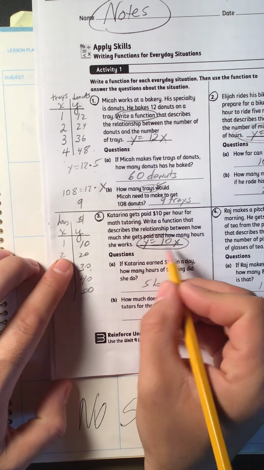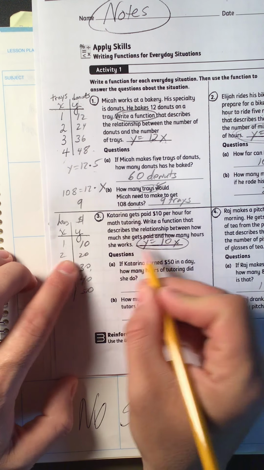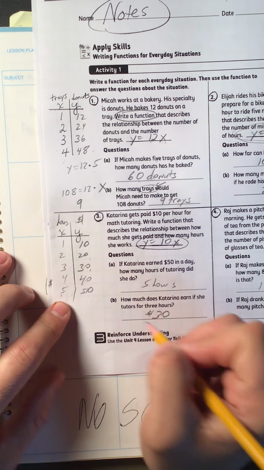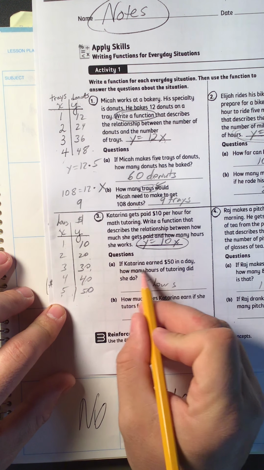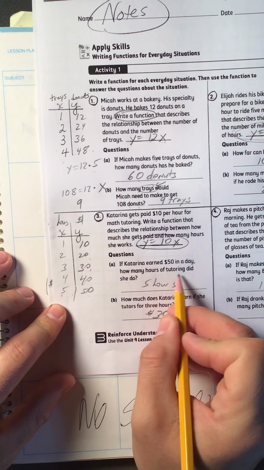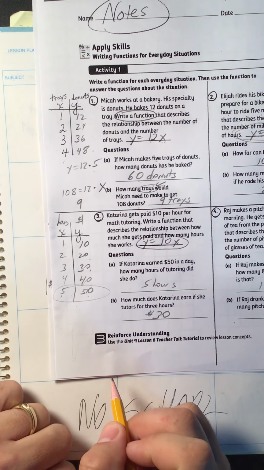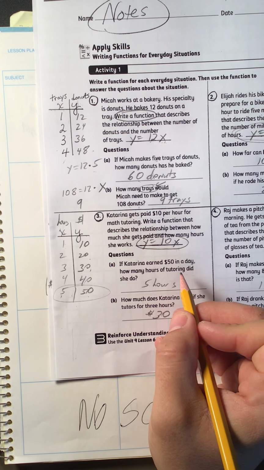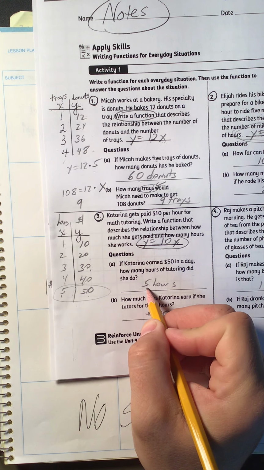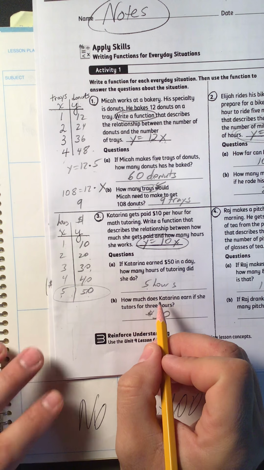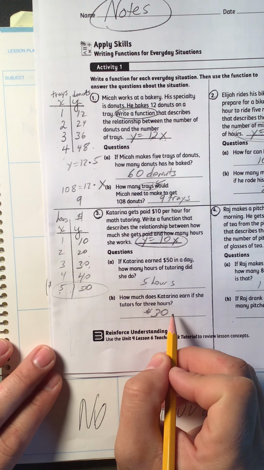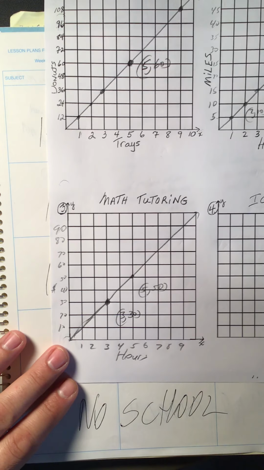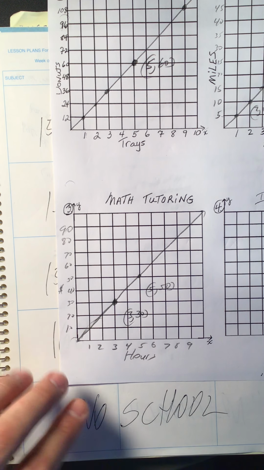If you work 1 hour, you're going to get $10. If you work 2 hours, you're going to get $20. 3 hours, $30, and so on. If Katrina earns $50 in a day, how many hours did she work? Again, it's right in their chart. Or use the equation. 10 times 5 is 50, so 5 hours. How much does Katrina earn if she tutors for 3 hours? 3 hours, $30. And again, we're going to plot those 2 points.